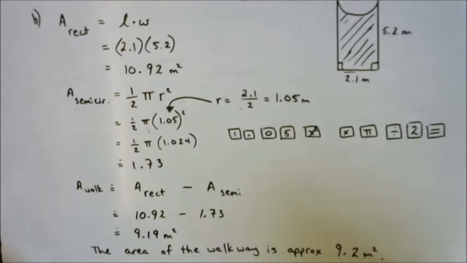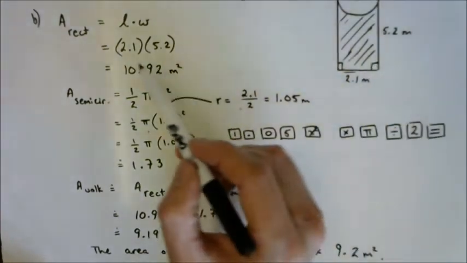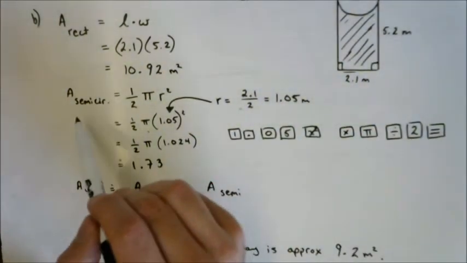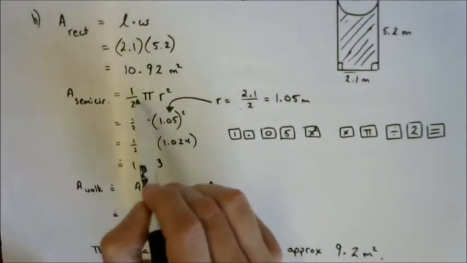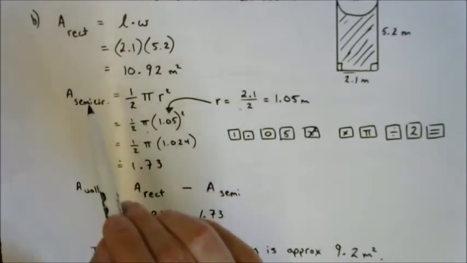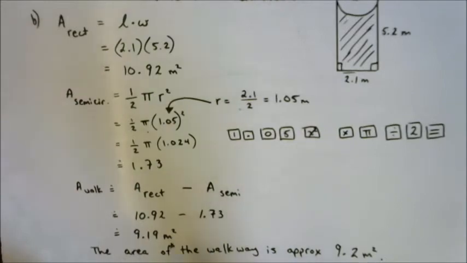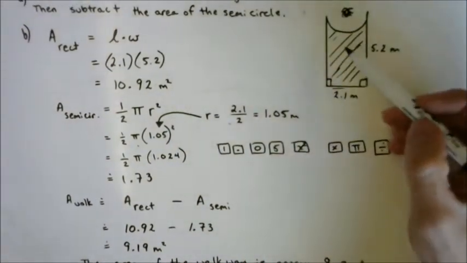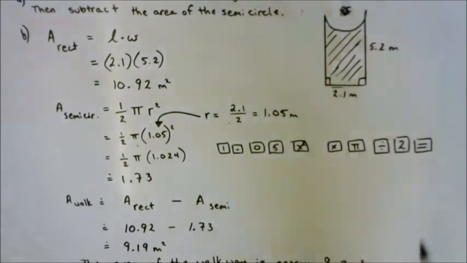Everyone good on this? We'll run through it quick. All we did, we calculated the area of the rectangle. We calculated the area of a semicircle. We used the area formula for a circle and cut it in half. And then we took the area of a rectangle, subtracted the area of the semicircle, and that would be leaving us with the shaded region there.